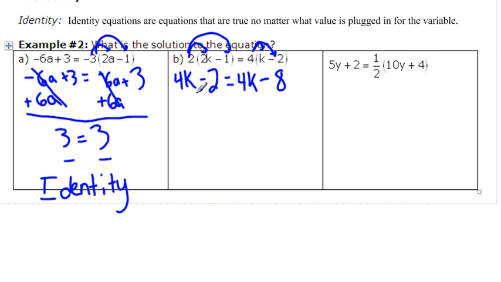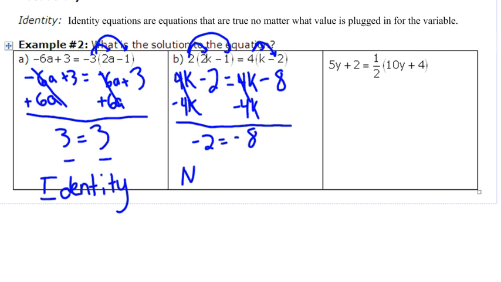I don't have to combine any like terms, but I need to move my variable. It's a positive 4k over here, so I'm going to subtract 4k. When I do that, 4k minus 4k is 0. That cancels. Over here, 4k minus 4k is 0. It cancels. So I'm left with negative 2 equals negative 8. Since negative 2 does not equal negative 8, this one has no solution.